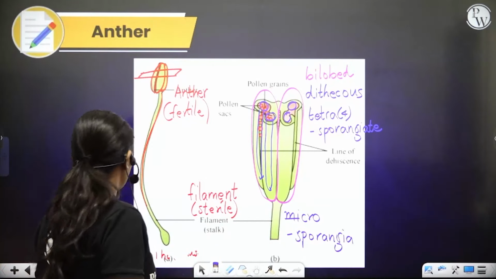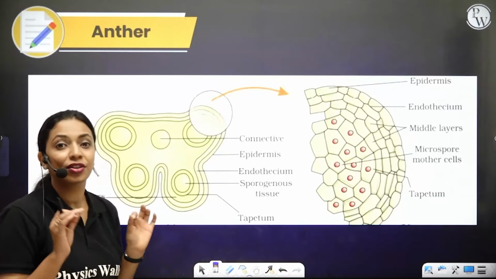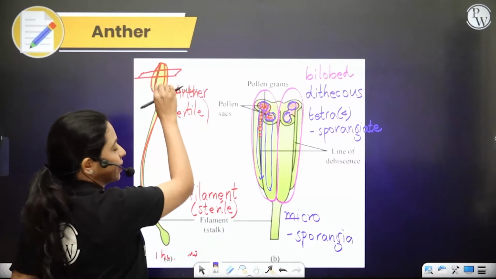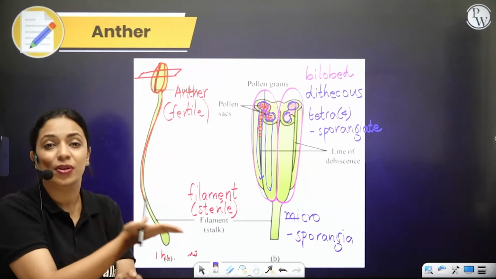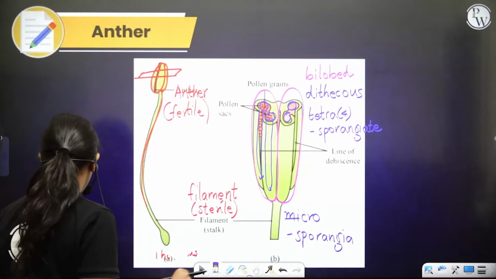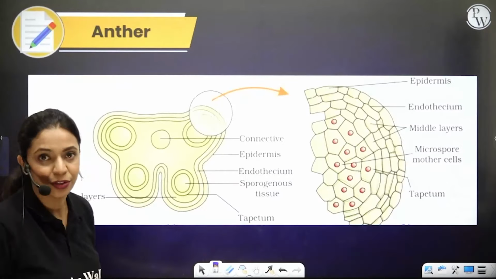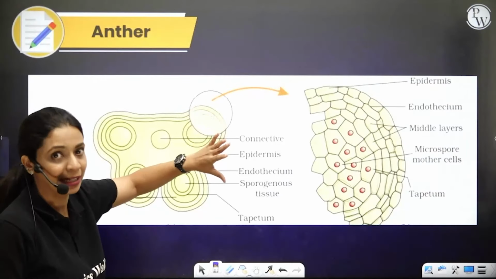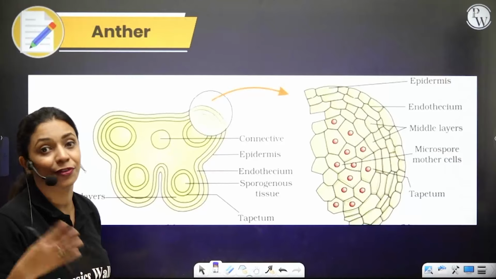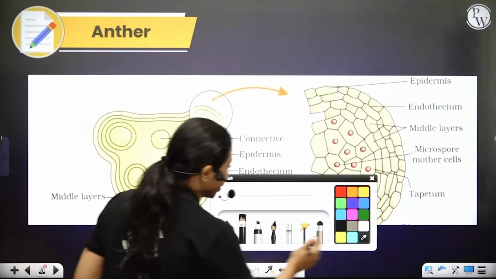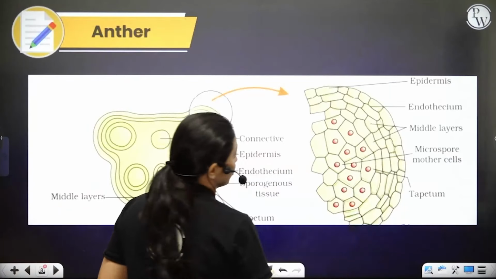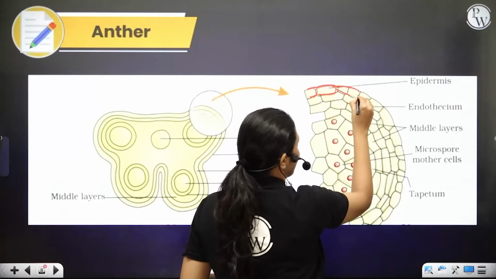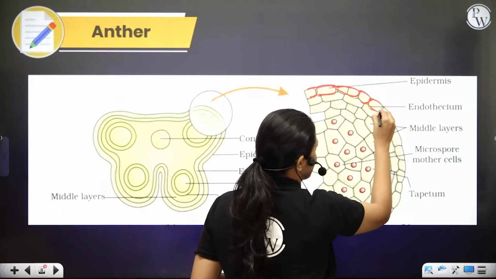Now, let's take a look at the transverse section of an anther. When you take this anther and take an extremely thin transverse or horizontal slice and look at it under the microscope, you can see that the wall of the anther has multiple layers. It is composed of 4 different types of cell layers. I'm going to tell you what each one of those are, starting from the outside. The outermost layer of cells that you see here is the epidermis.